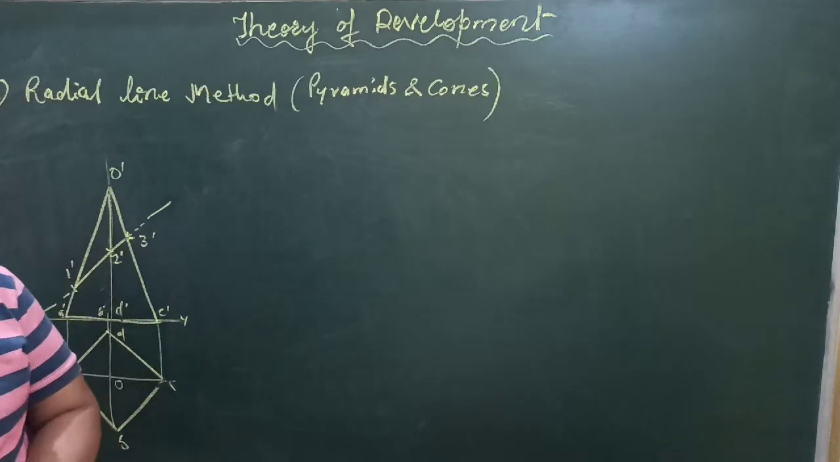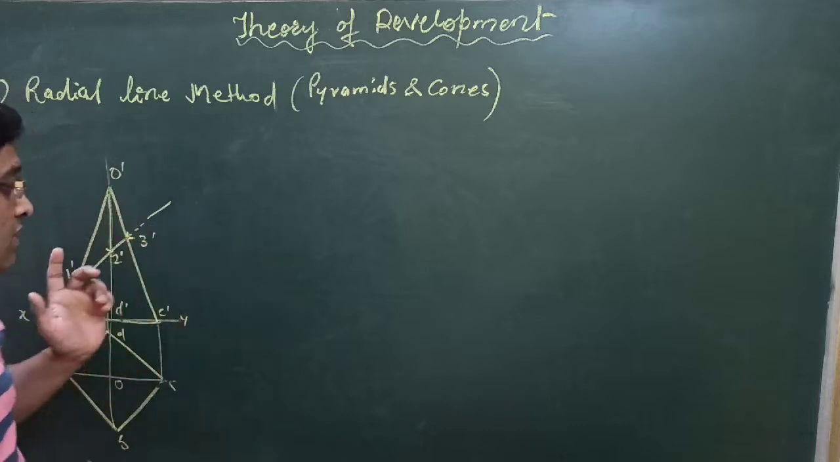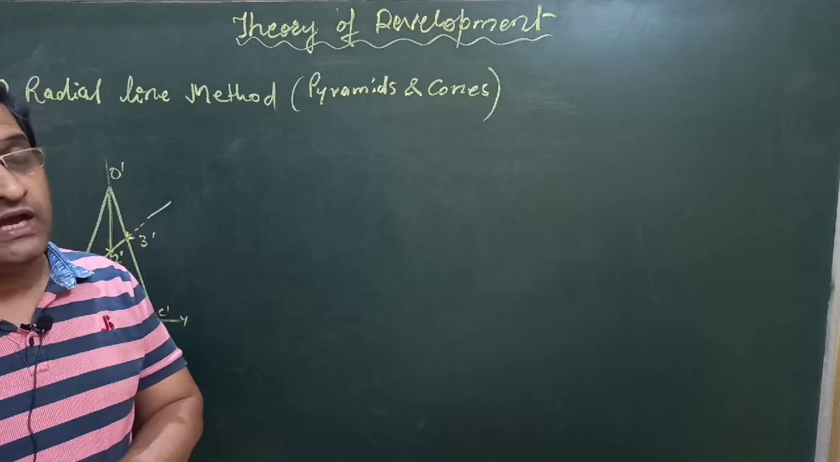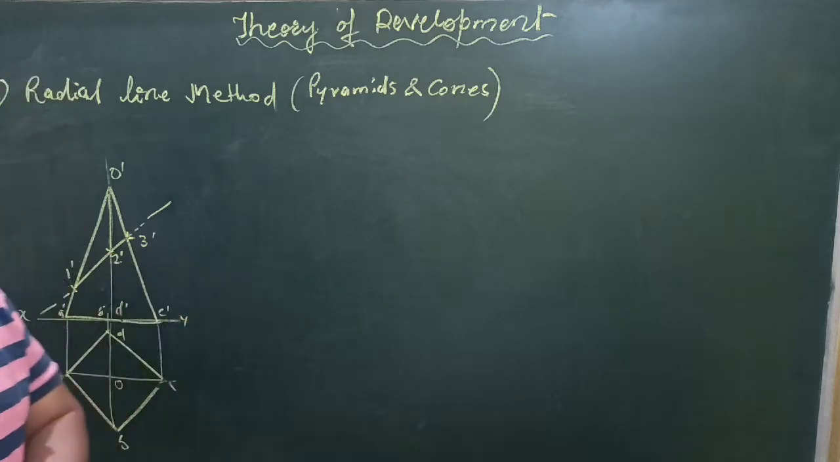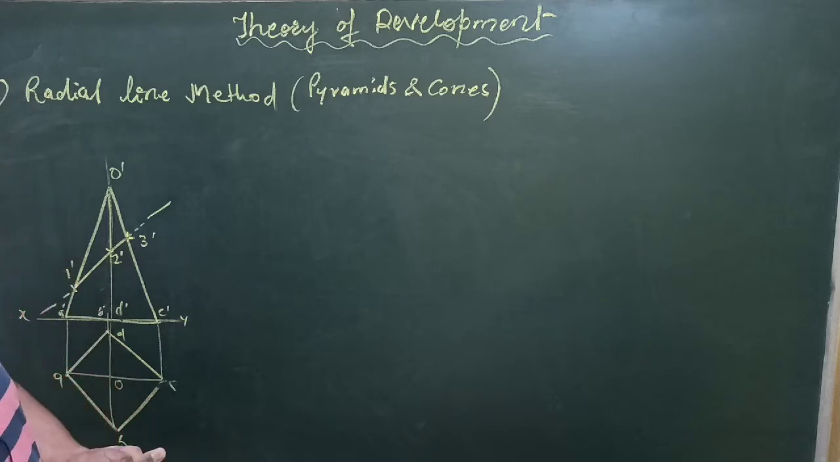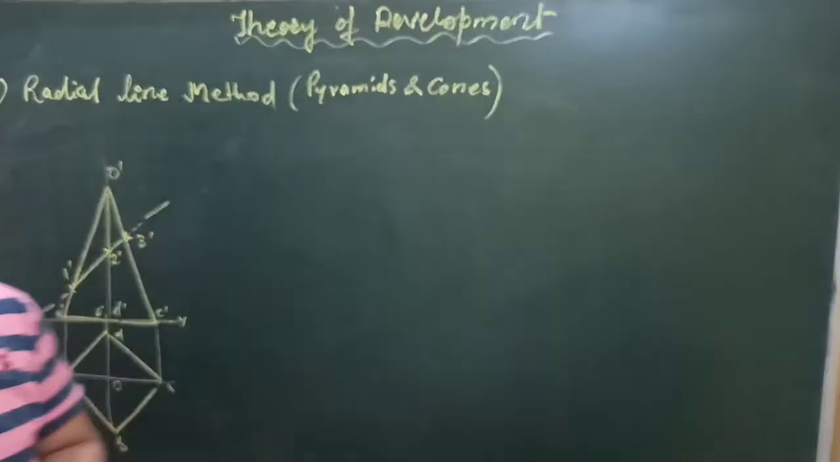In my previous video, we discussed the parallel line method for development of solid surfaces of prisms and cylinders. I will provide you the link for that video in the description section of this video also. In today's video, we are going to discuss the radial line method for pyramids and cones.